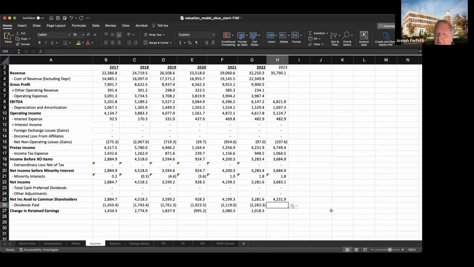Then we have the dividends to the common shareholders. Because we're not changing the capital structure, it equals the previous year. They paid 2.2 billion in dividends last year. They're going to pay 2.2 billion in dividends this year. Net income minus dividends is the change in retained earnings. Your retained earnings is what you don't pay out to shareholders. So that's the formula for cell H27.